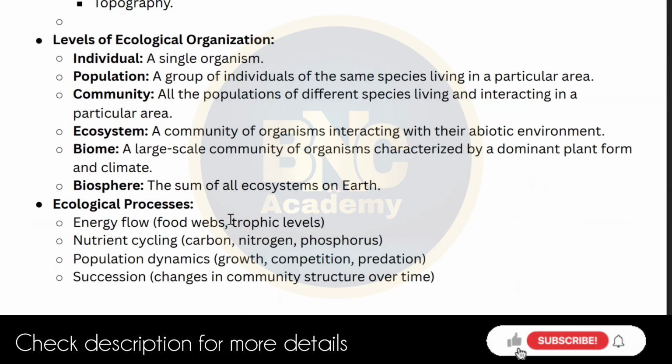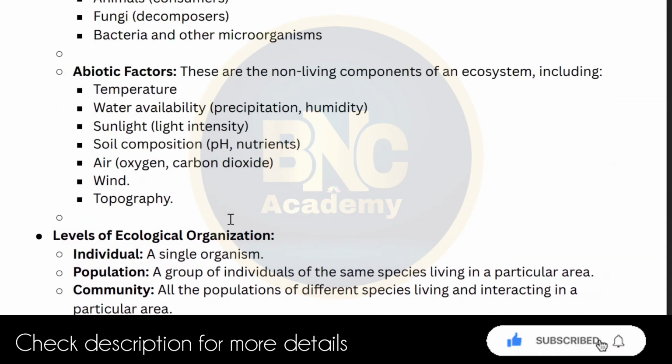Let's see abiotic influences. Abiotic factors play a crucial role in shaping ecosystems. Temperature, rainfall, sunlight, and soil composition determine which species can survive in a particular area. For example, desert ecosystems are characterized by low rainfall and high temperatures, which limit the types of plants and animals that can thrive there. Conversely, rainforests are characterized by high rainfall and warm temperatures, supporting a vast diversity of life.